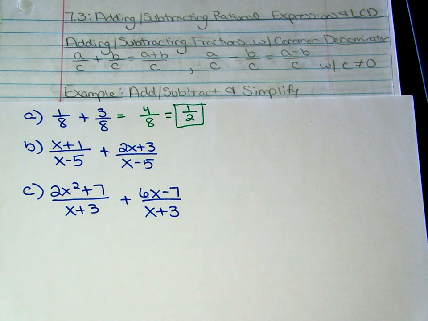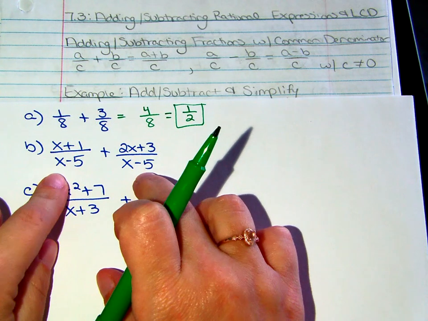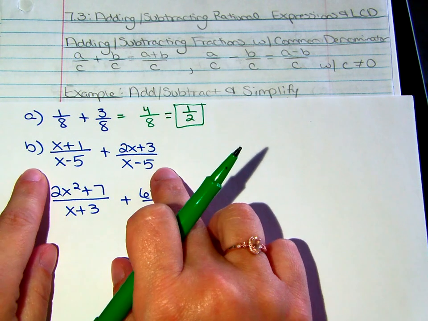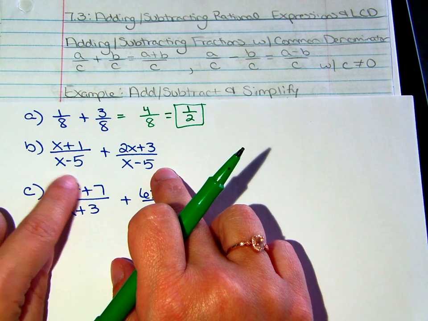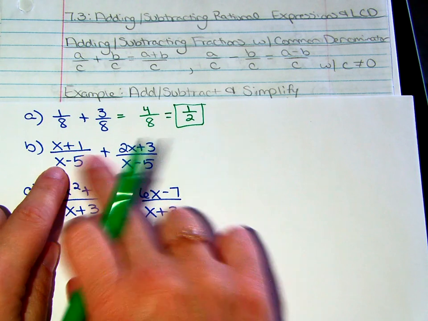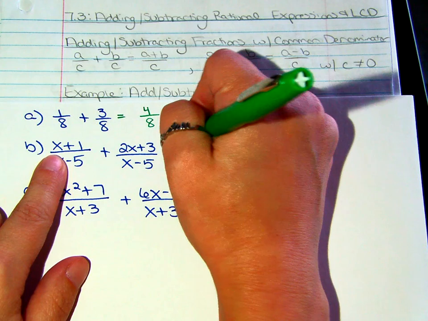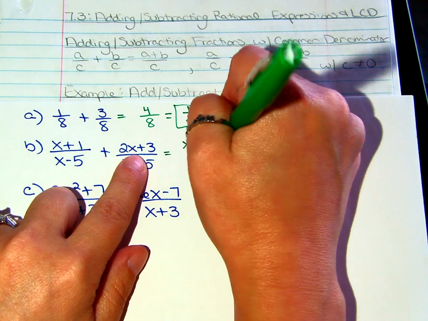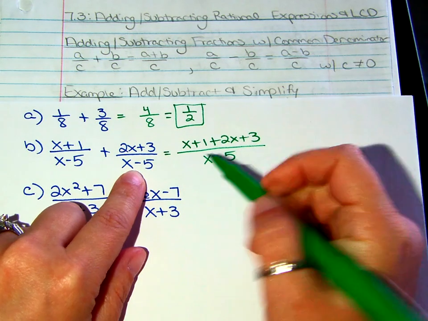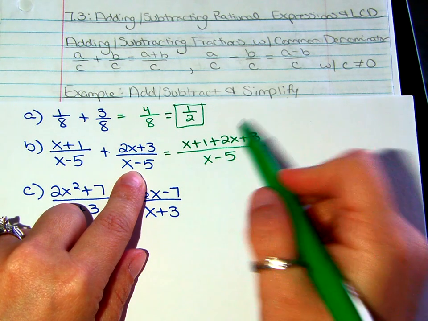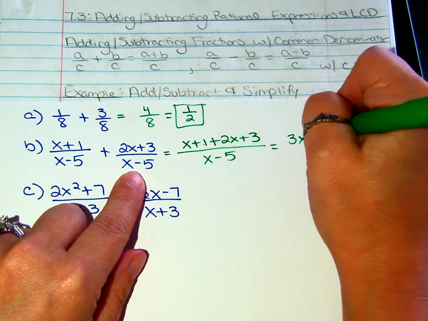B is also simple in the grand scheme of things, because even though we do have binomials on top and bottom of both of our fractions, our denominators are already the same. We don't have to worry about getting a common denominator. x minus 5 is the same for both. And so again, we're going to add straight across the top. My first fraction was an x plus 1. My second fraction is a 2x plus 3. So then I'm just combining like terms. I have an x and a 2x, which gives me a 3x. And I have a 1 plus a 3, which gives me a 4.